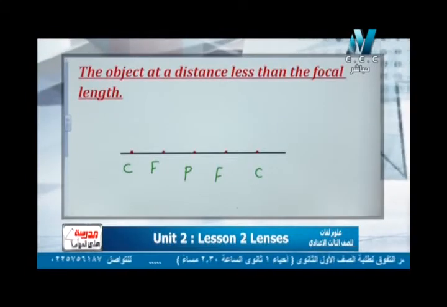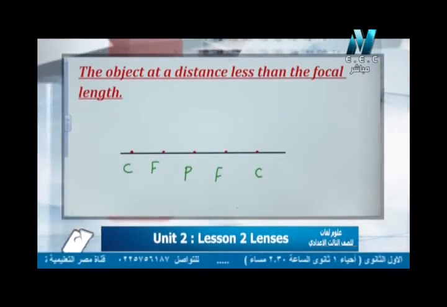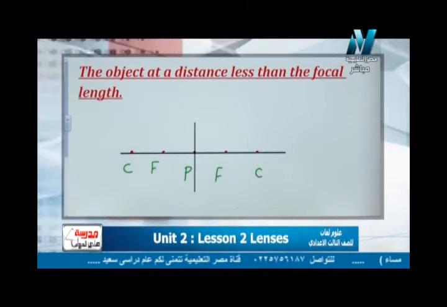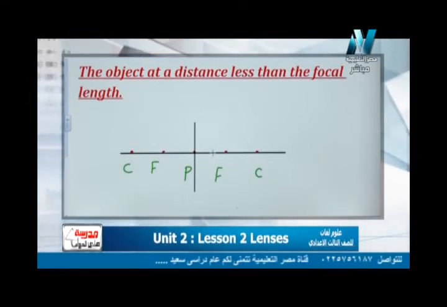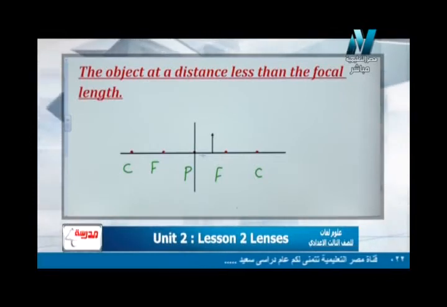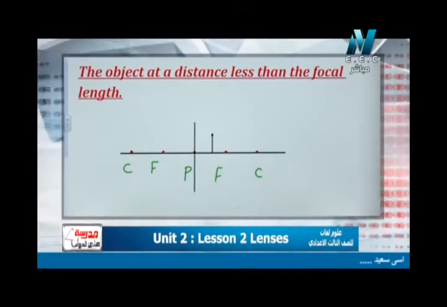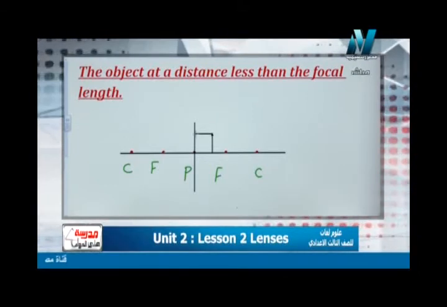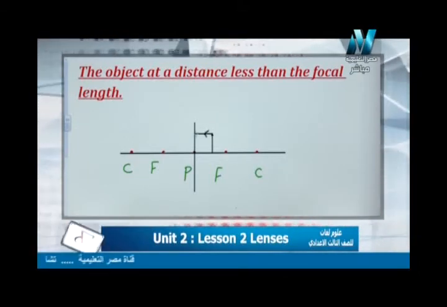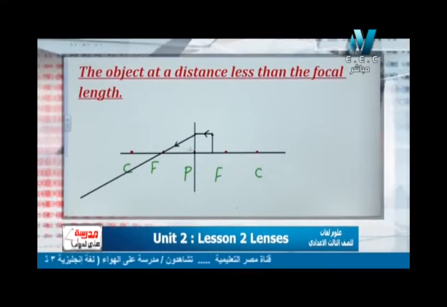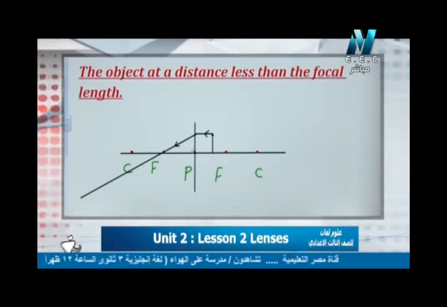We have here another case: the object at a distance less than the focal length. As you see here, the object distance is less than the focal length, meaning between P and F. So we will apply rule number one, the light ray parallel to the principal axis. In this case, the light ray will refract through the focus, as you see like that. And we have to apply the third case.